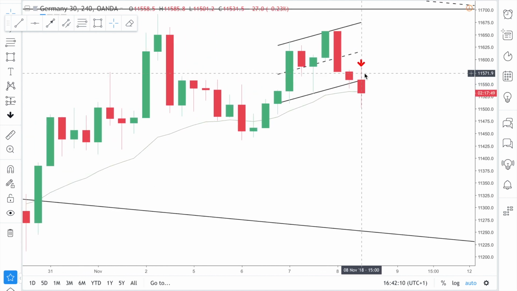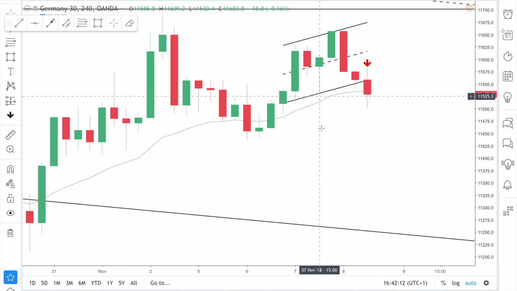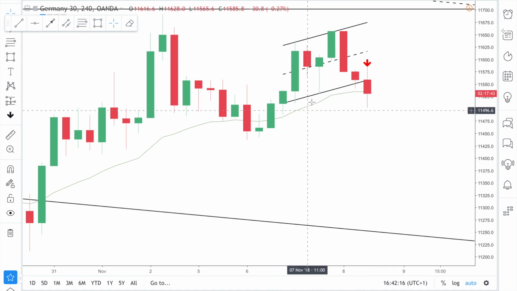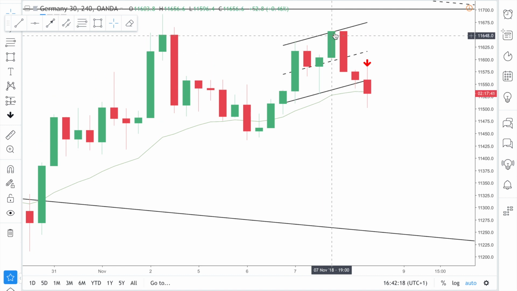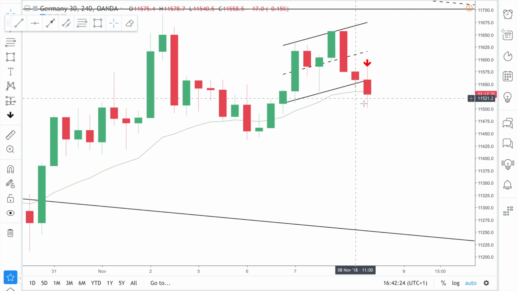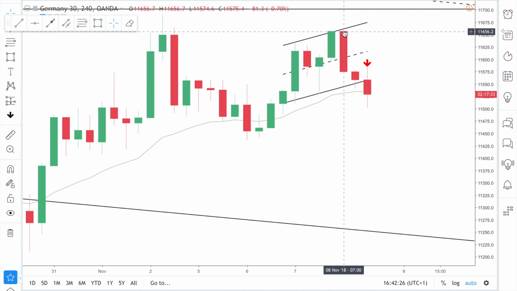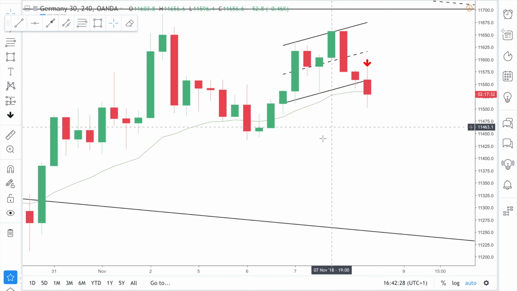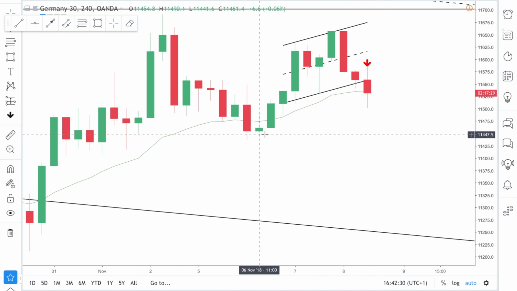Just got a question on legs and I wanted to answer that. So here we go. This right here is one leg up from that low to that high. That's one leg. Here we're starting to form one leg down right here. You could also subdivide these legs. I'm going to get into that in a short while.